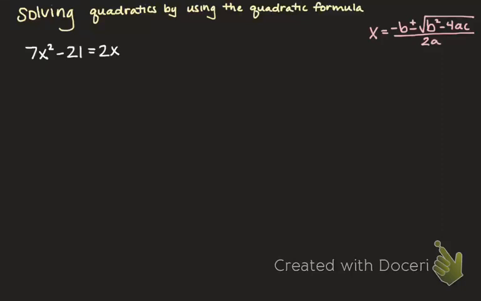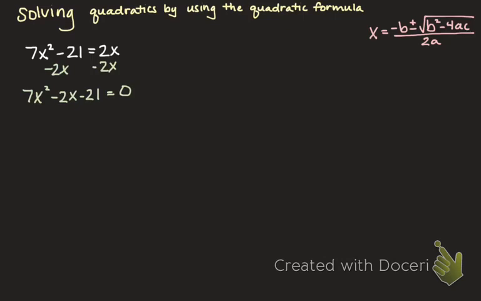Today we're going to go over solving quadratics by using the quadratic formula. Now in order to start this problem, we need to make sure that we have all of the terms on the same side of the equation. So if you notice here, we have terms on both the left and the right side of the equation. So we're going to go ahead and subtract 2x from both sides so that our quadratic is all on the same side and it equals 0.